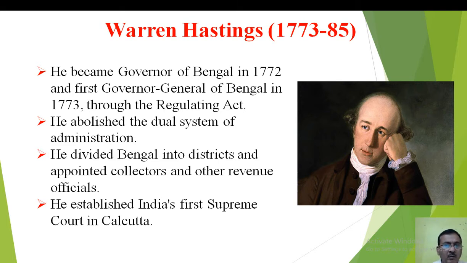During his tenure, you will be surprised to know, the first Supreme Court was established in our country. Elijah Impey was the first British Chief Justice of India's Supreme Court, and there were three other judges. So the first Chief Justice of the British Indian Supreme Court was Elijah Impey, and as per the Regulating Act's provision, the Supreme Court was established in Calcutta.